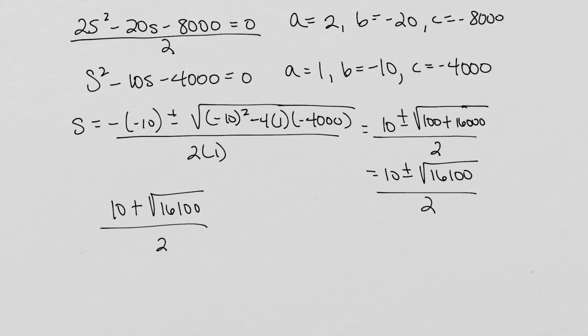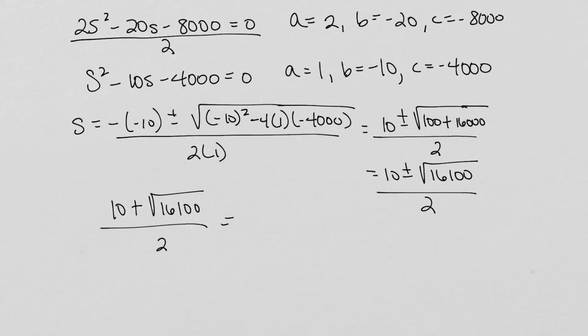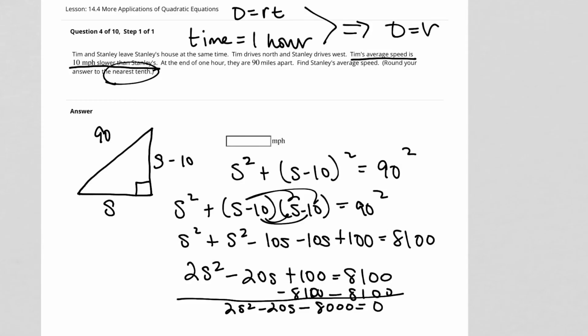And if you put that into your calculator, let's go back really quick. Nearest tenth, so that's 1 decimal place. When you put that into your calculator, you're going to end up with 68.4. That means that S is equal to 68.4, which is Stanley's average speed. So in our box there, we would put 68.4.